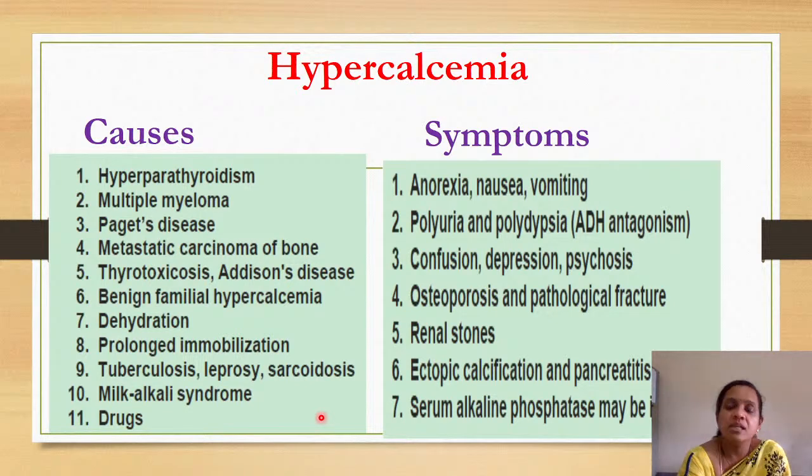Renal calculus: the excess calcium that is present in the blood will get precipitated in the kidneys. It will form renal calculi. Ectopic calcification, that is calcification in other organs, will also occur. The serum alkaline phosphatase levels are also increased. The serum alkaline phosphatase is the one that will help in mineralization of the bone. So, the levels are increased.